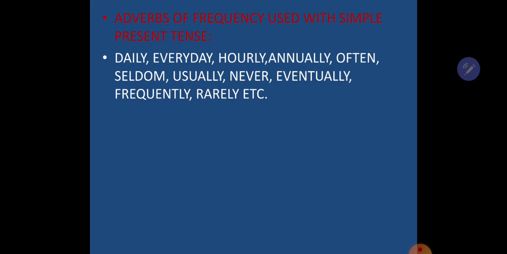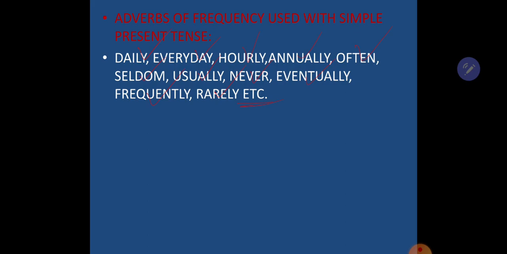As I told you, there are adverbs of frequency used with simple present tense to show regular occurrence: daily, every day, hourly, annually, often, seldom, usually, never, eventually, frequently, rarely. There are so many others. These are the adverbs of frequency used with simple present tense to show the frequency of action. So this is simple present tense.